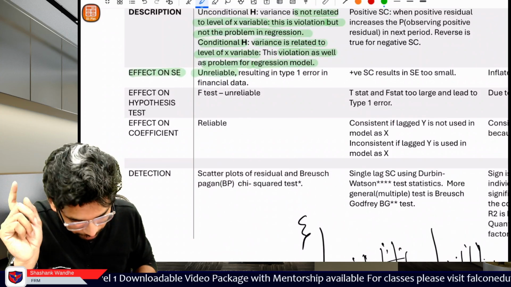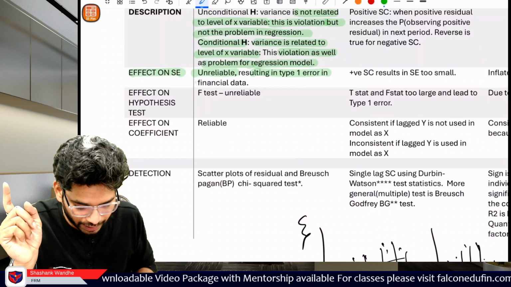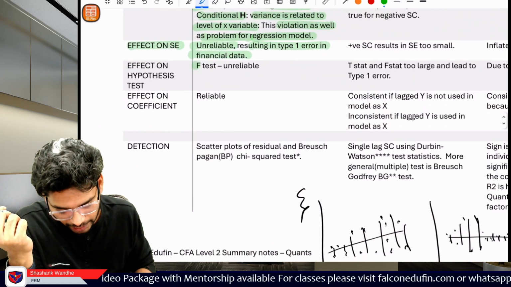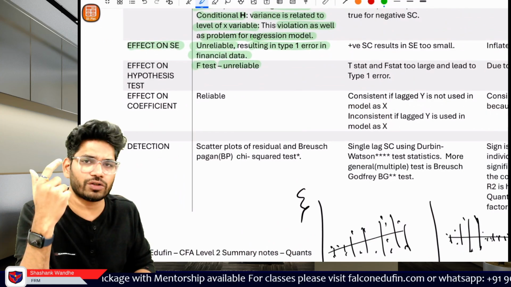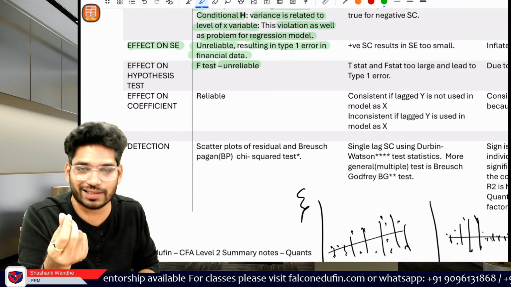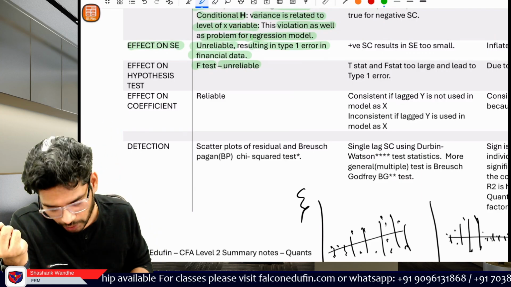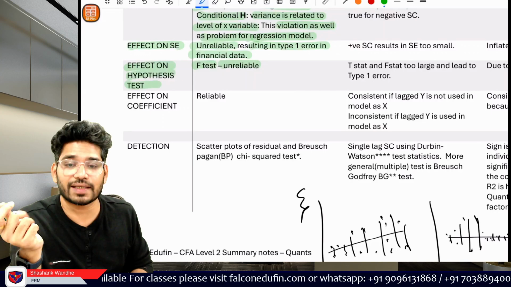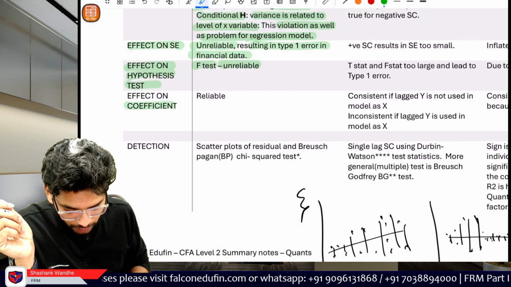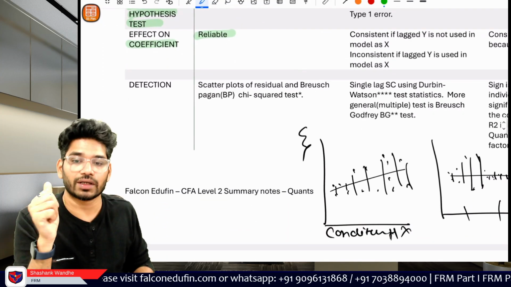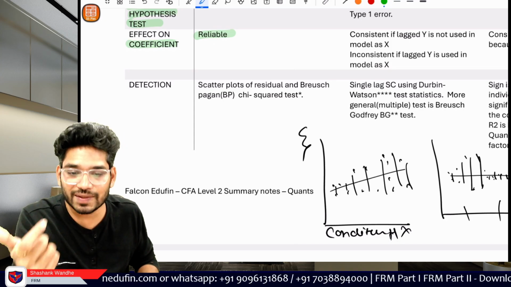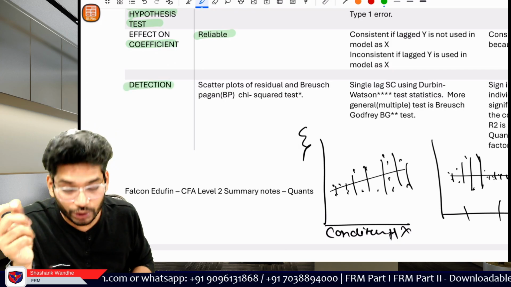This is unreliable. First, this results in type 1 error if the data is financial data. The next is that the F test is unreliable. We use the t test and the F test. F test gives the combined testing of multiple coefficients, right? So the effect on the hypothesis test is that the F test is unreliable. Then the effect on the coefficients: they are reliable. Remember this. There is no impact on the coefficient, but you can't go ahead with the hypothesis testing. That's the problem. How to detect this?